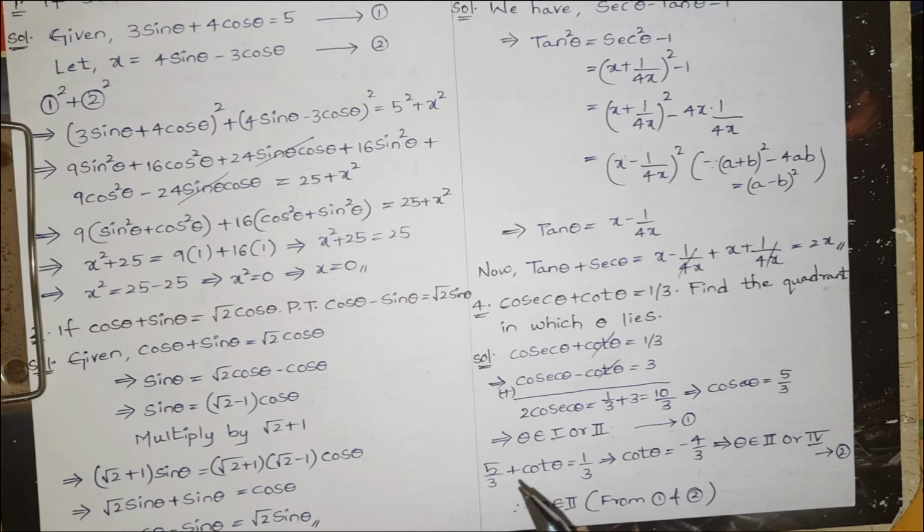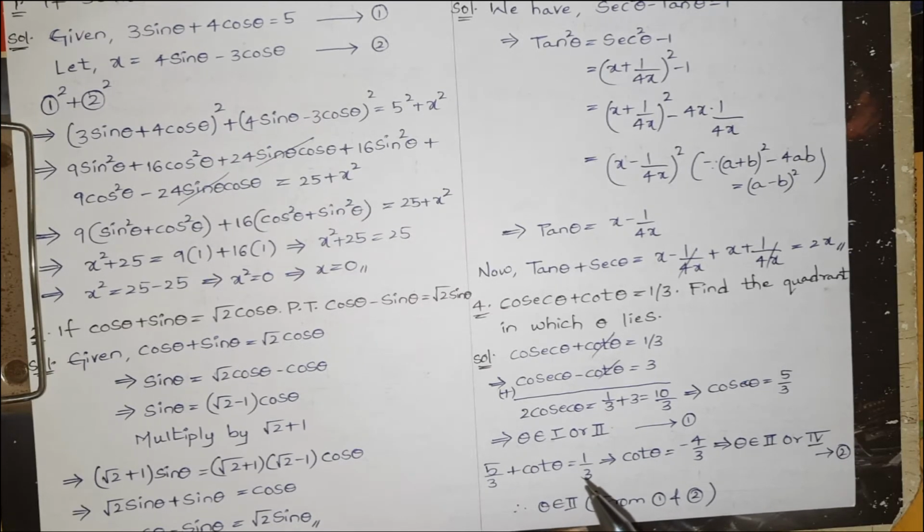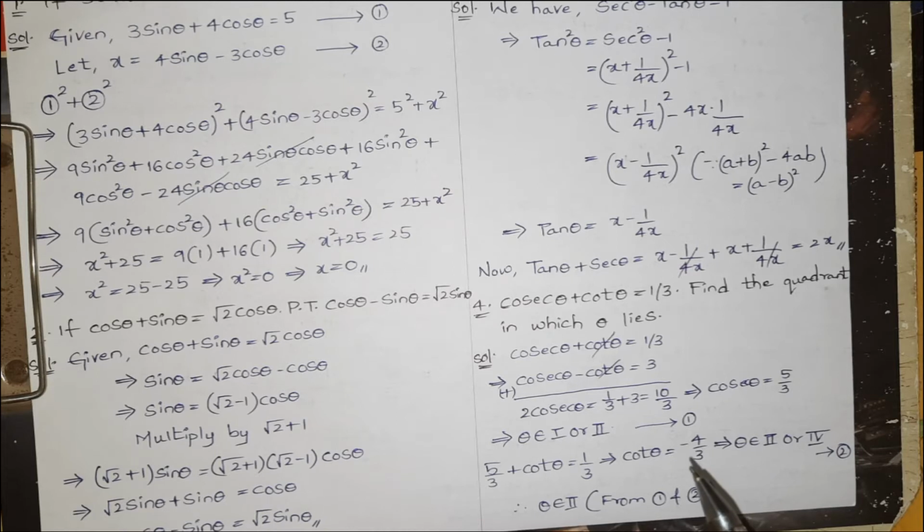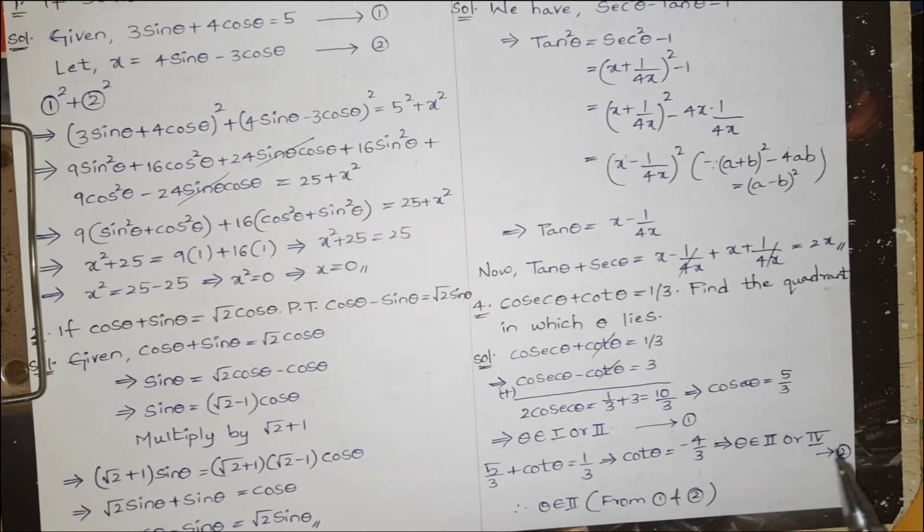So 5 by 3 plus cot theta is equal to 1 by 3. That implies cot theta is equal to 1 by 3 minus 5 by 3, we will get minus 4 by 3. So cot theta is negative. So we have cot theta is negative in the second quadrant as well as the fourth quadrant. Let this be the second equation.